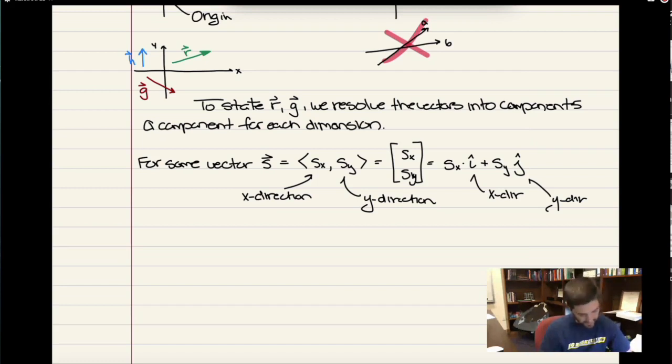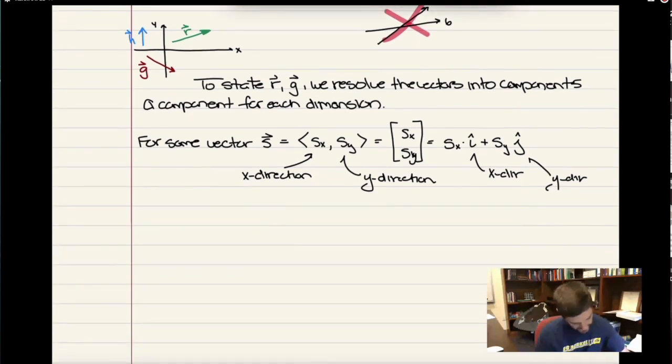So I can say, for example, that if I say s equals 3, 2, that's saying something about how much the vector is pointing in the x direction, in this case positive 3, and how much the vector is pointing in the y direction, in this case positive 2.